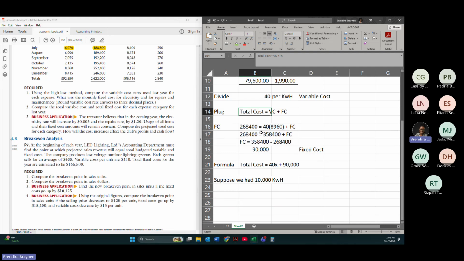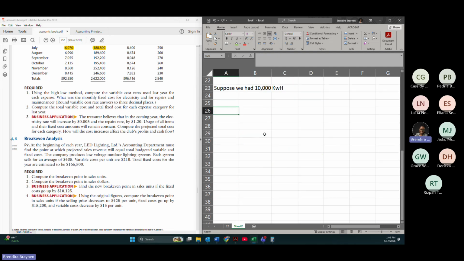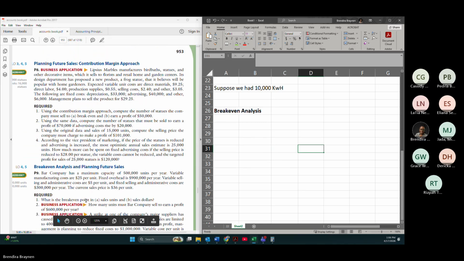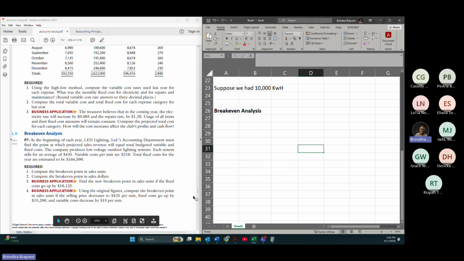That's your high-low method. Then what I'll do is go through the break-even analysis. So for a break-even analysis question, we usually have to figure out break-even in sales dollars, break-even in units, and then sometimes they ask us other questions like target income. Let me see if I can find a question. Anyway, I'll add it to the end of it. Okay, so P7 is what I'm looking at here.